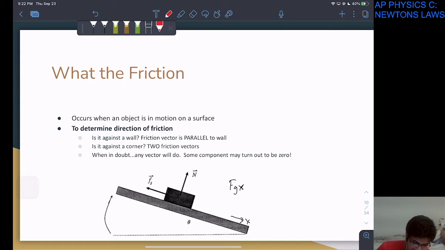And if for some reason you say, oh, Fs is this way here, you would get plus Fs equals 0. And then you could see you would end up with a minus sign here. So you know that the direction is wrong, but your magnitude is correct.